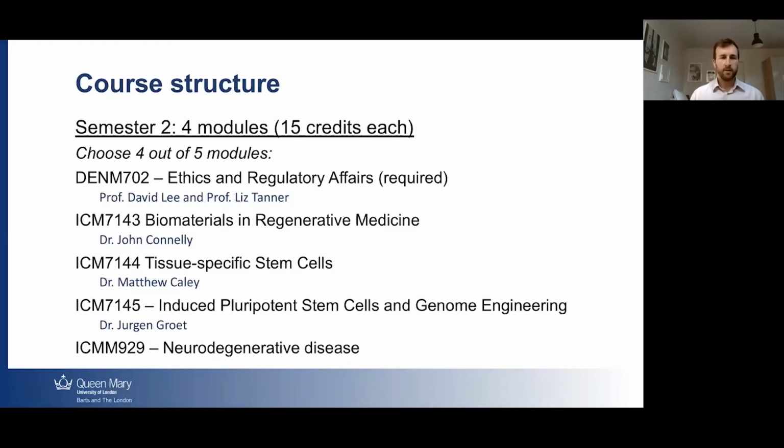In the second semester, we go into more specific concepts. The modules here include ethics and regulatory affairs, biomaterials and regenerative medicine, tissue-specific stem cells, induced pluripotent stem cells and genome engineering, and then finally a module on neurodegenerative diseases. Each of these is 15 credits, and you would choose 4 out of the 5 of these.